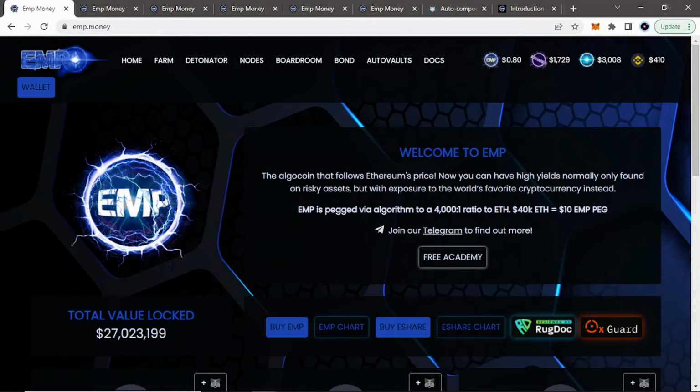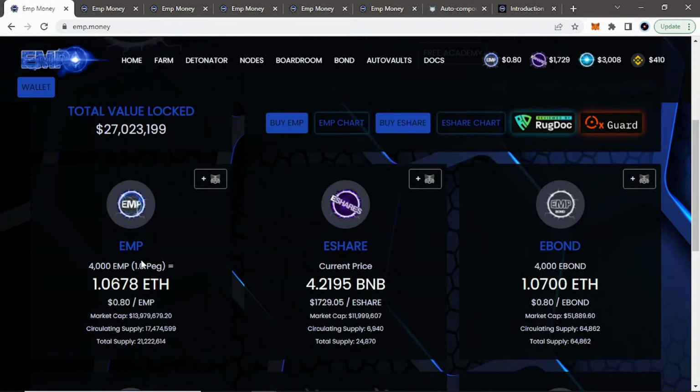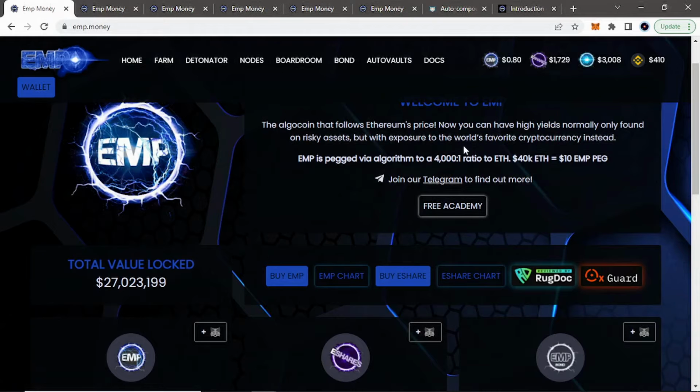So their peg algorithm is 4,000 EMP to 1 Ethereum. So essentially if let's say Ethereum is $4,000 and the price of EMP is $1, then it would be a perfect peg. Hence why they say $40,000 Ethereum is 10,000 pegs. So that's how peg works on these Tomb Fork kind of projects.